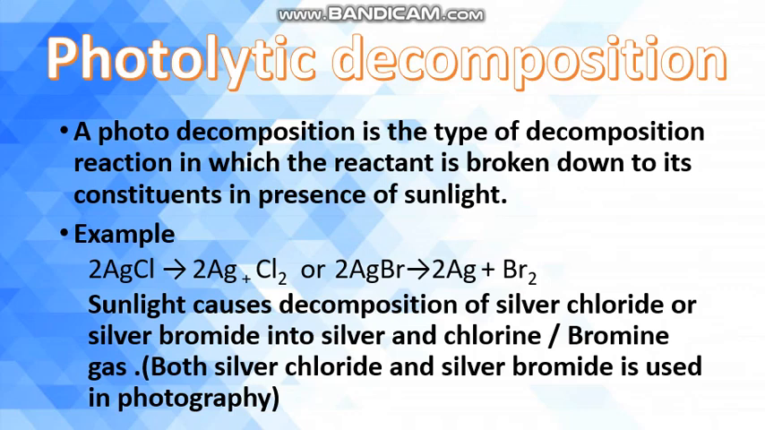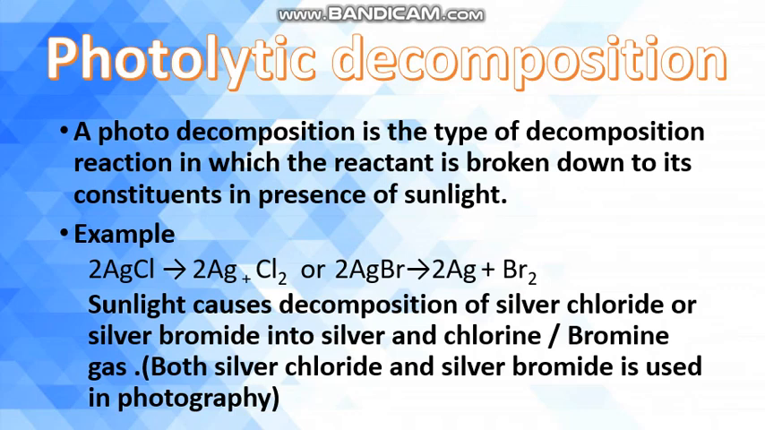So photons, which we get from sunlight, play an important role here to break down the reactant into its constituent products. Now this is an important reaction which takes place in silver compounds, especially in silver chloride and silver bromide. As you can see in the example that I have taken, silver chloride, 2AgCl, is breaking down into 2Ag plus Cl2. Another example is 2AgBr, which breaks down into 2Ag plus Br2.